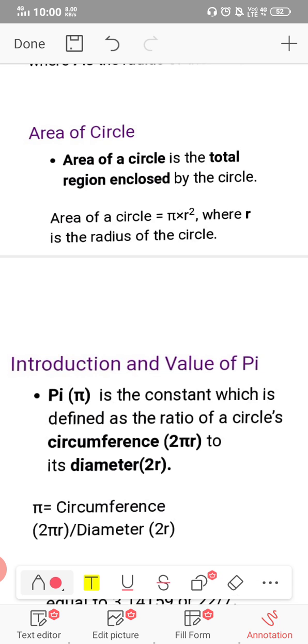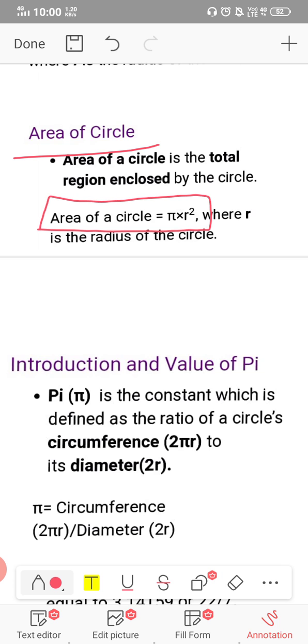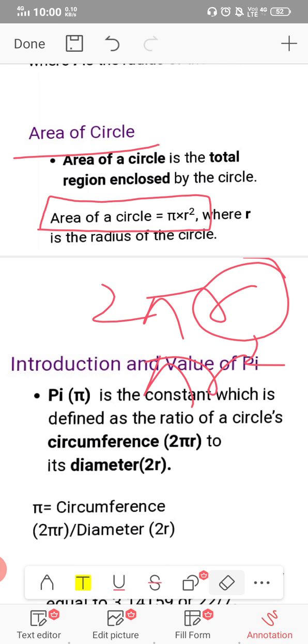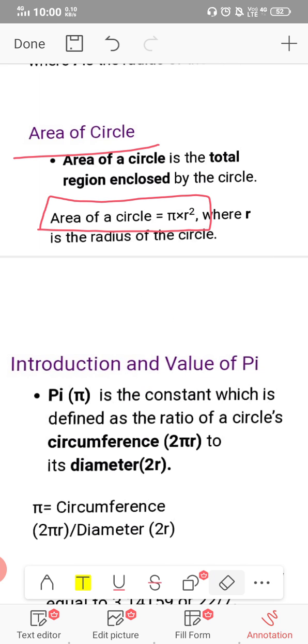Now, area of circle. The total region enclosed by the circle is called the area of the circle. The area of the circle is pi r square. The circumference of the circle is 2 pi r and the area of the circle is pi r square, where r is the radius of the circle. Okay, now what is pi?